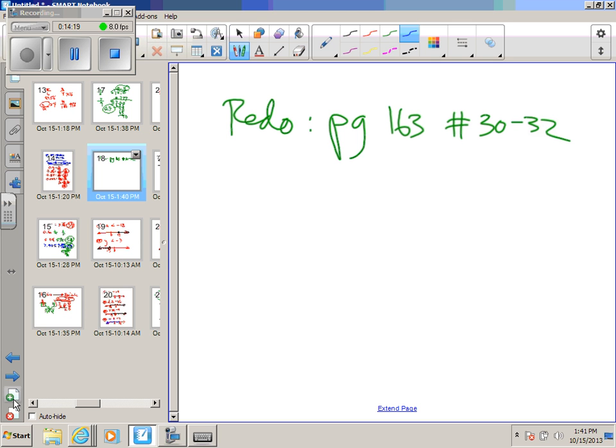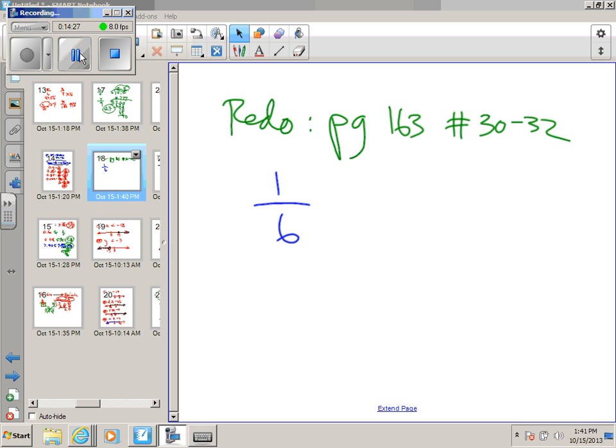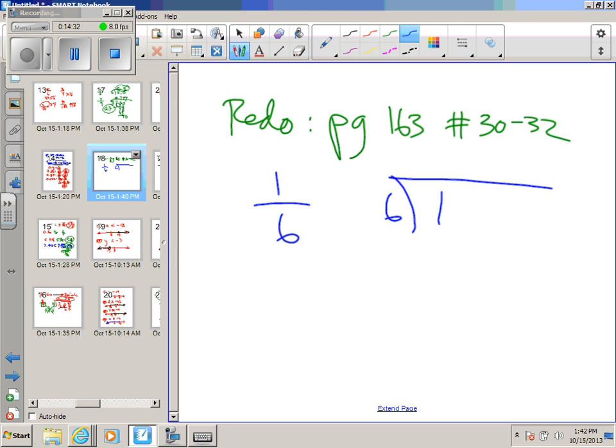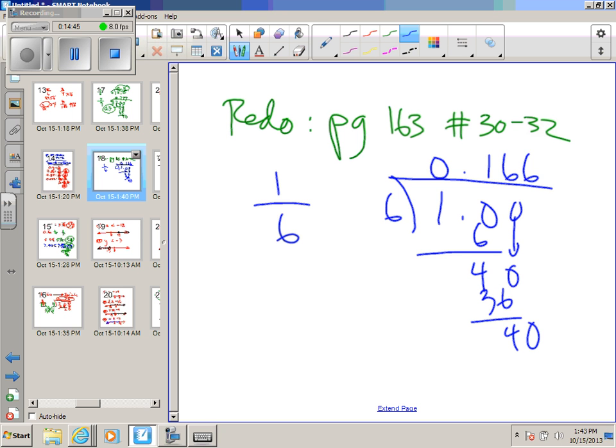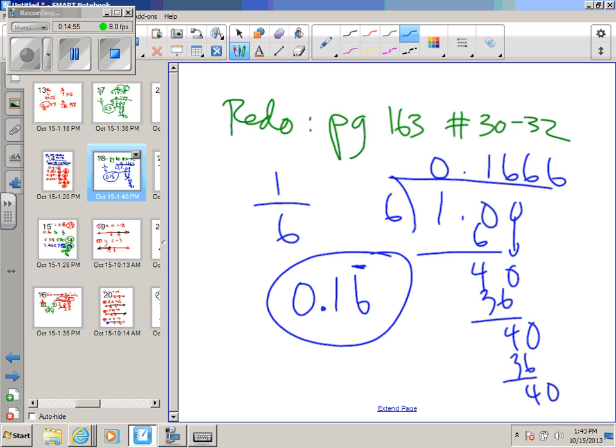Okay, here's one. Do it. 1/6. Okay, so the 6 on the outside, 1 on the inside. 6 does not go into 1, it goes into 10 once. 4 left, drop a 0, and it's 6 times. 4 left, drop a 0, 6 times. Repeating, however, what is repeating? Just the 6, therefore, the bar just goes over the 6. You guys were trained well.